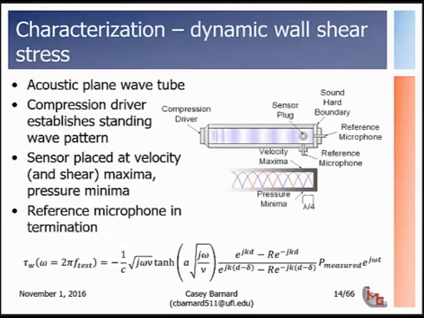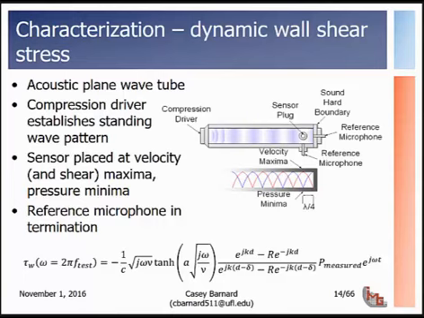So we can also do fluctuating wall shear stress characterization. We do this using an acoustic plane wave tube. It's pretty simply just a speaker or a compression driver at the end of a sealed tube. By driving at some frequency, we establish an oscillating pressure and velocity gradient within the tube. We can locate the shear stress sensor at a quarter wavelength node away from the termination. What this allows us to do is place it at a velocity maxima and a pressure minima. So that helps us isolate the actual response to true shear and not pressure forces.